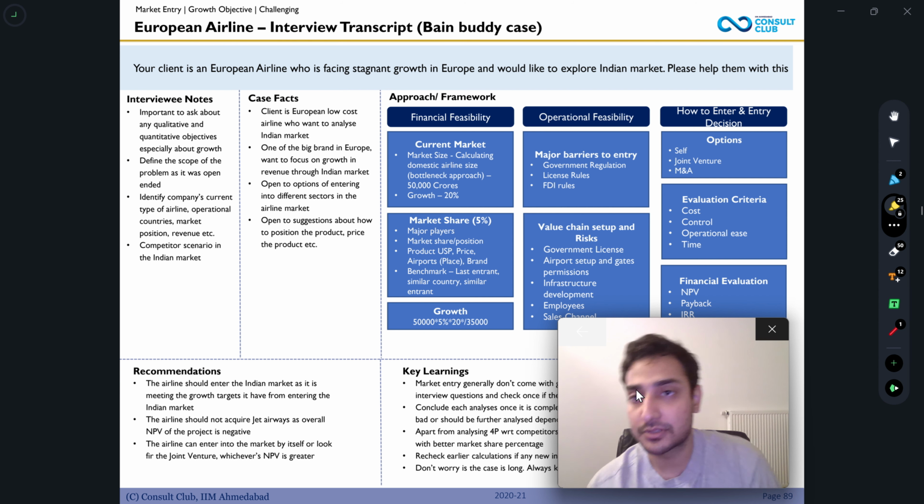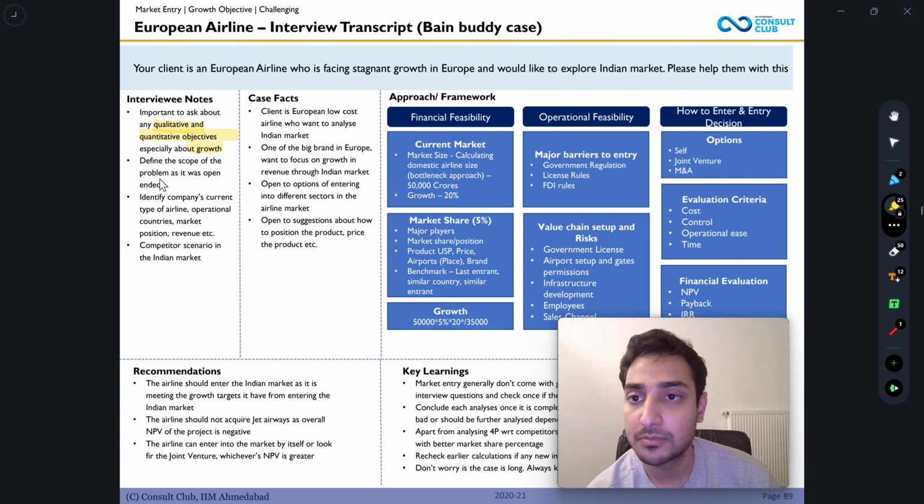Okay, so interviewee notes. Important to ask questions about qualitative and quantitative objectives, especially about growth. Define the scope of the problem as it was open-ended. Identify the company's current type of airline, operational countries, market position, revenue, etc. Competitive scenario of the Indian market standard.